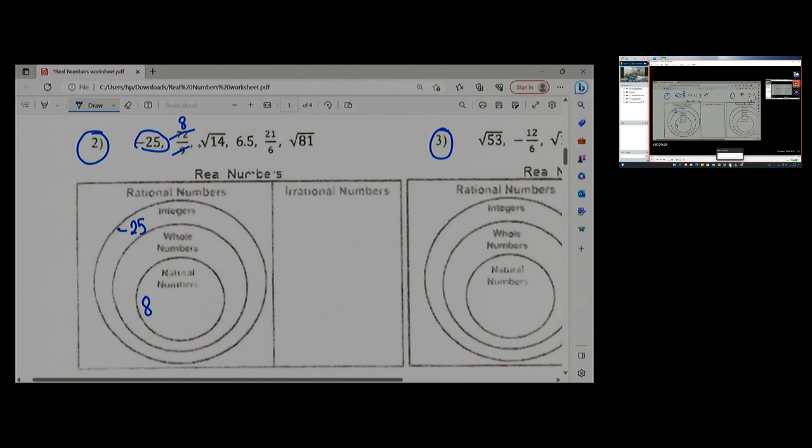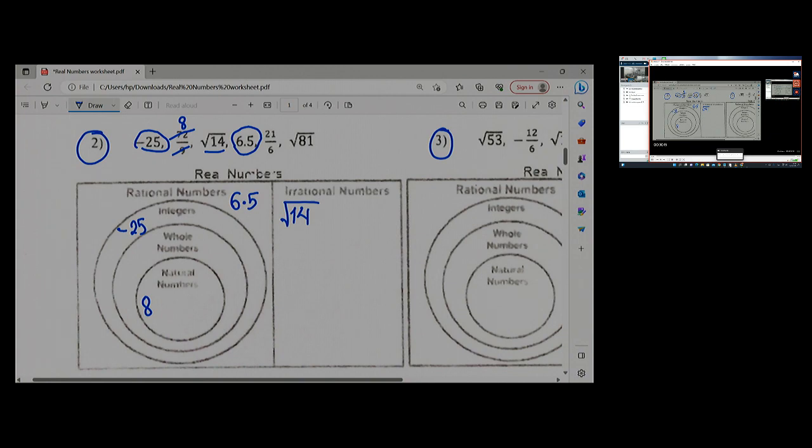Then we have radicals, that is root under 14. What kind of number is this? Irrational. Because it is not a perfect square. What kind of number is 6.5? It is a decimal number, so we have our rational number. Okay?